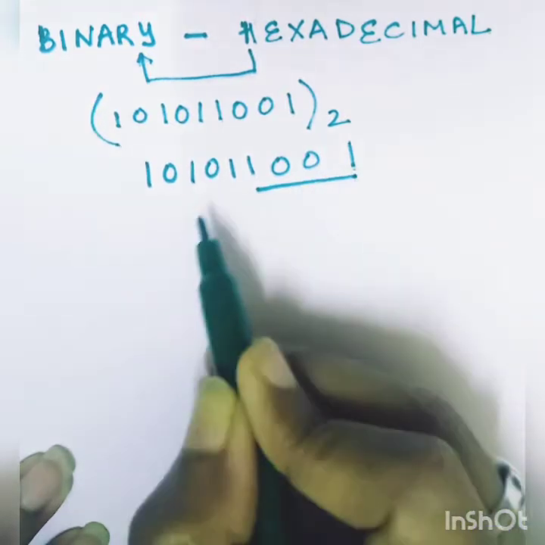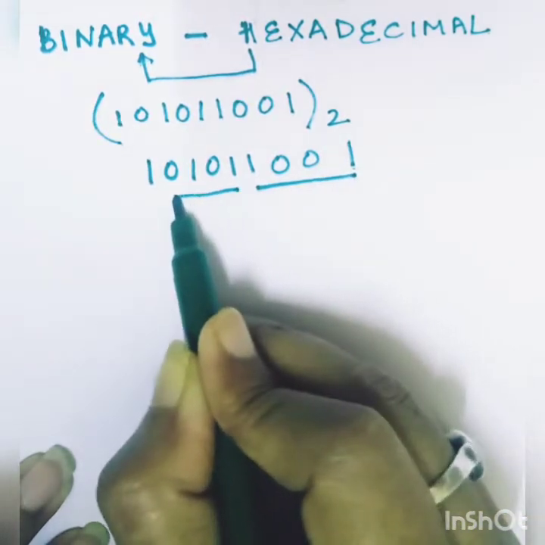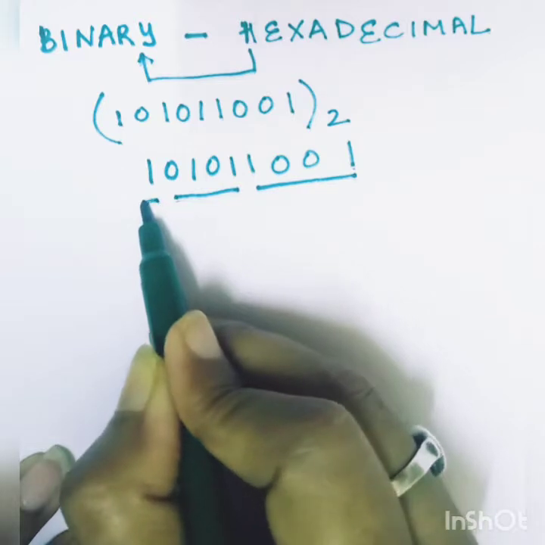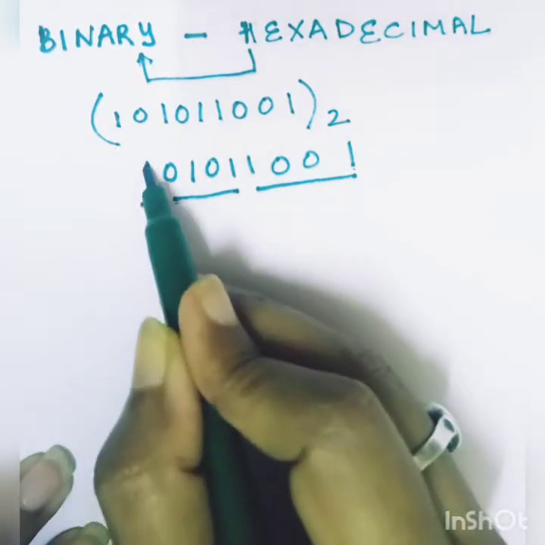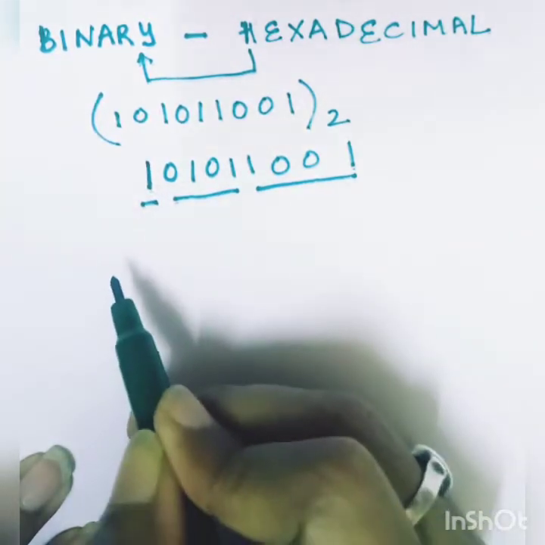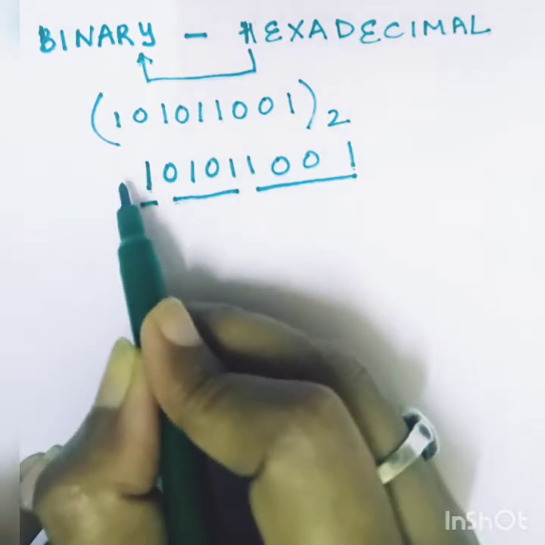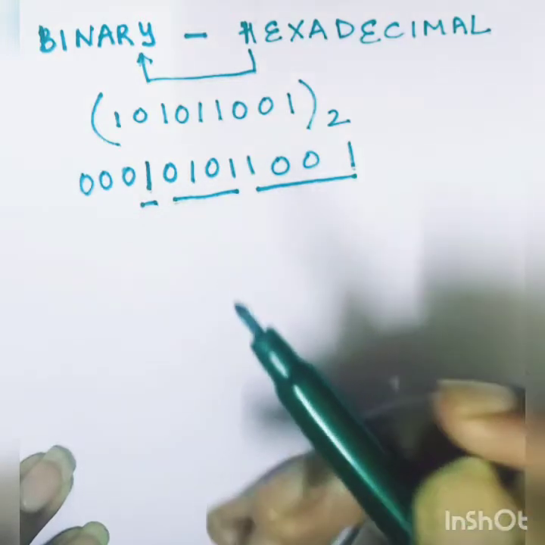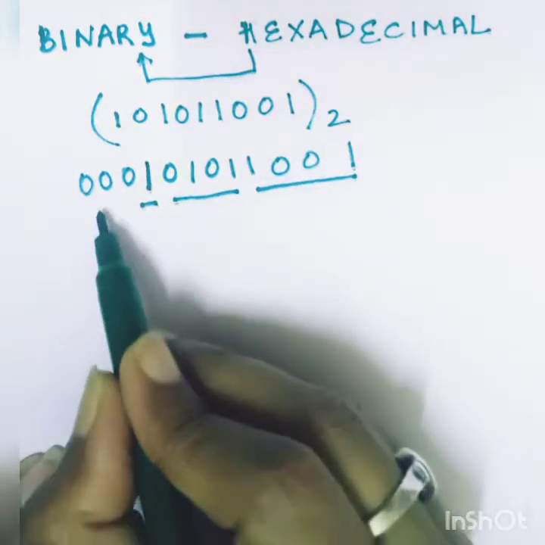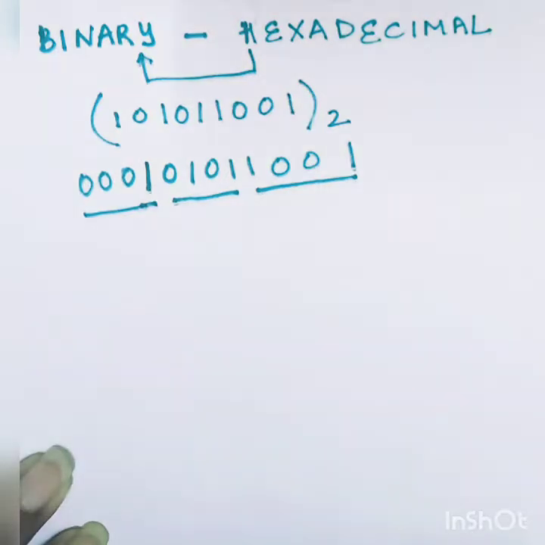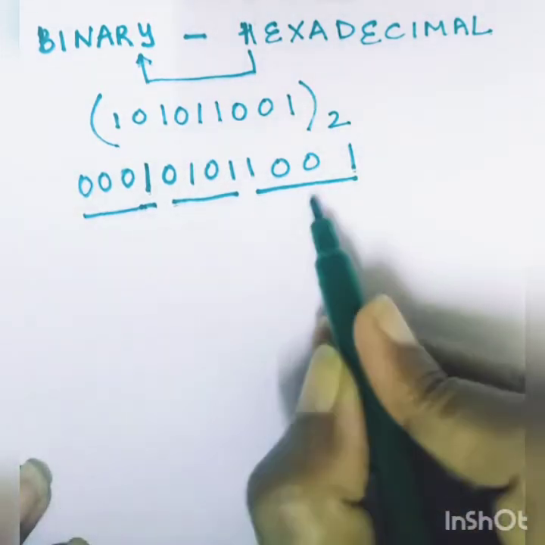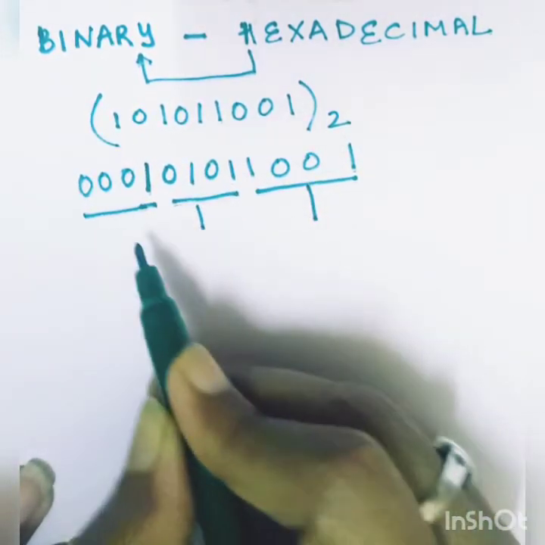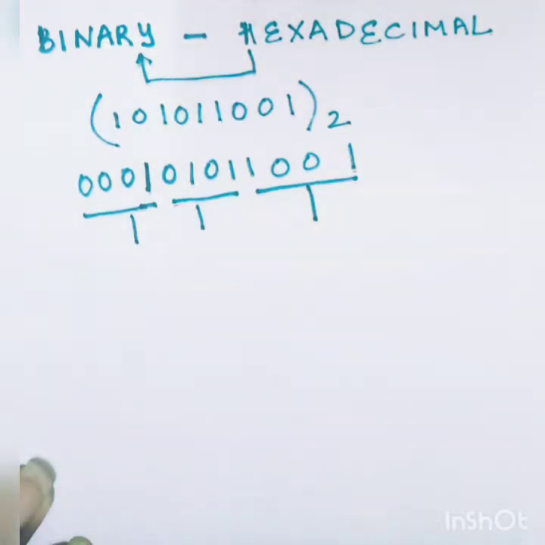First group, second group, third group. But in the third group you have only one number. No problem. What you will do? Add 3 zeros in front. So the thing remains the same basically. Okay. Now individually convert these into decimal.